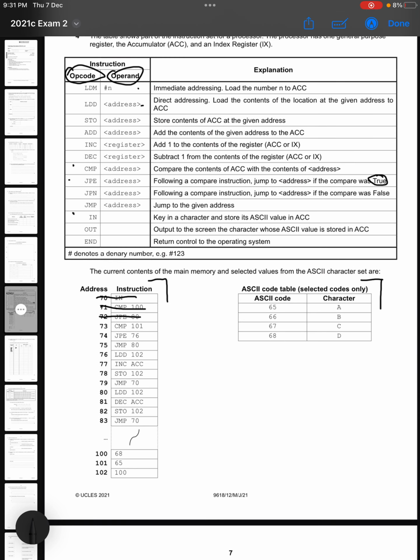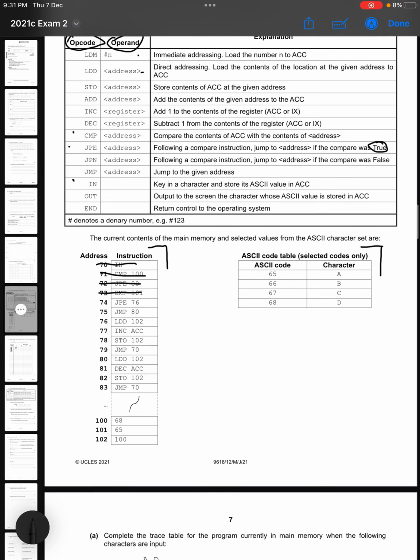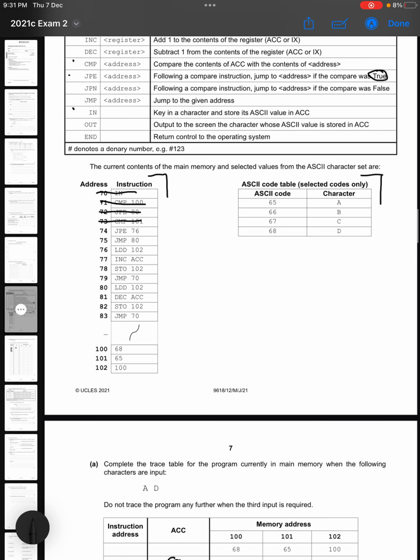73 says CMP 101. CMP, compare the contents of ACC with contents of address. So it wants us to compare the contents in the address of 101 with 65, which is in the ACC. And the contents of 101 is 65. Now we know that 65 equals 65, which means that it is true. So we're going to go here, and we're going to go to address 74.